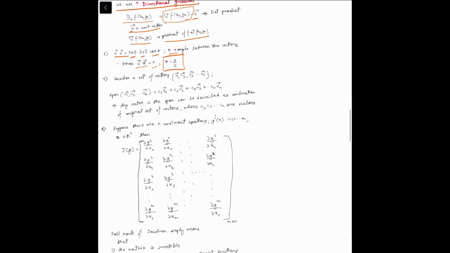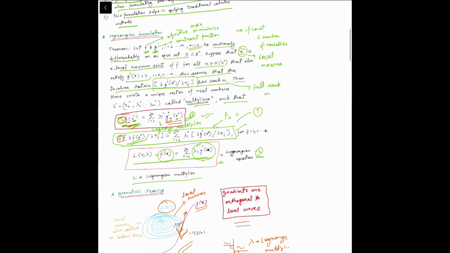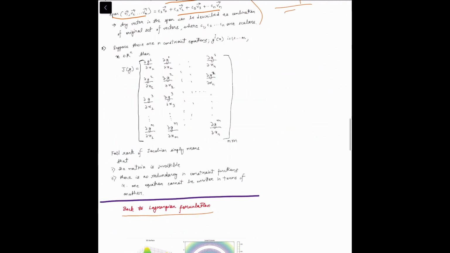The next property is, consider a set of vectors v1, v2, v3 till vn. The span of those vectors will be the linear combination of those vectors. Now why are we studying this property? Because this is related to the span of constraint functions. We are looking for a solution in the span of constraint functions. You can see here in this definition of Lagrange, lambda multiplied by gi of x and summation of those values from 1 to m, that is nothing but the span of the constraint functions.